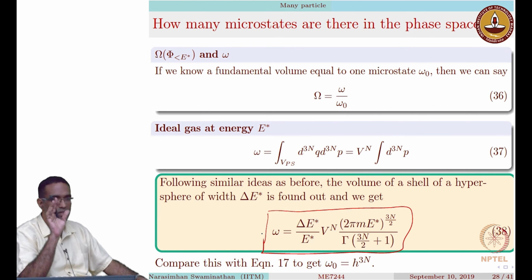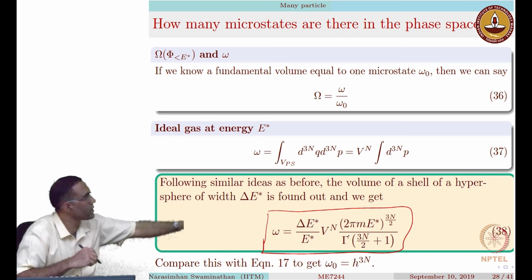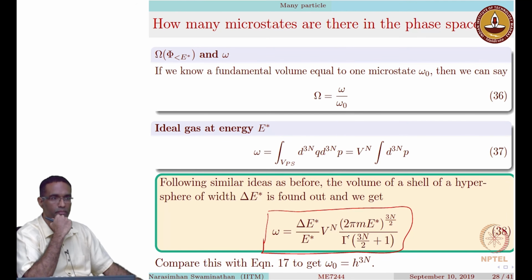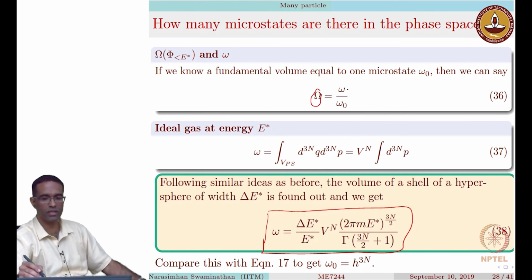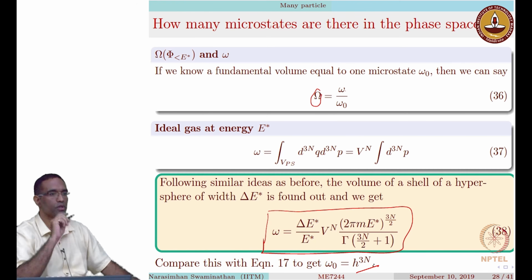Don't worry about the derivation. If you are not able to do the derivation, don't worry. It's not important for what I am about to highlight. Okay, but this is what you will get. You will get that expression right there, 38. The only difference between this omega and the capital omega, the total number of microstates, is that omega has to be divided by some quantity, and that quantity turns out to be h to the power 3n.